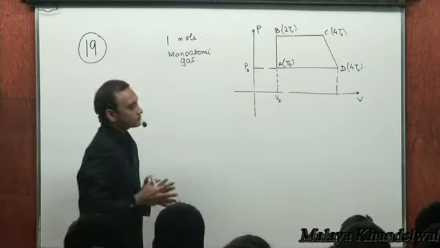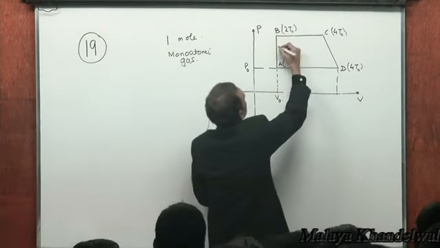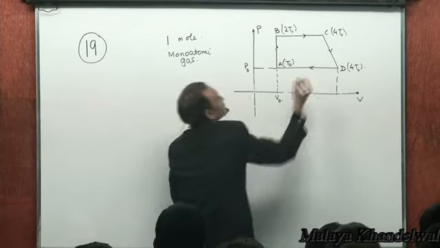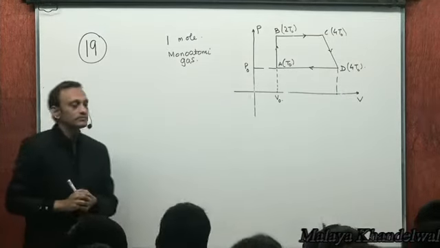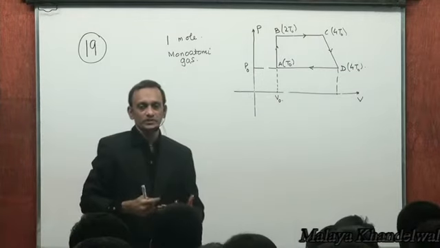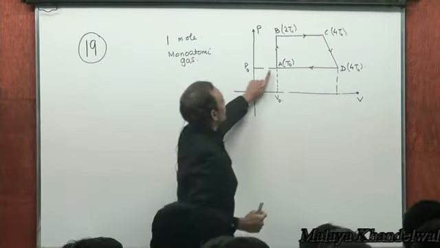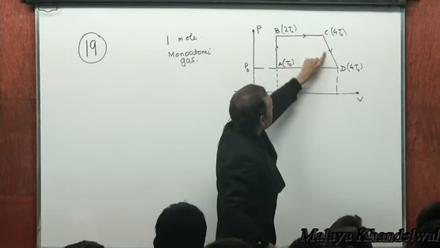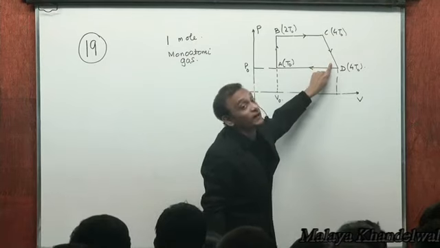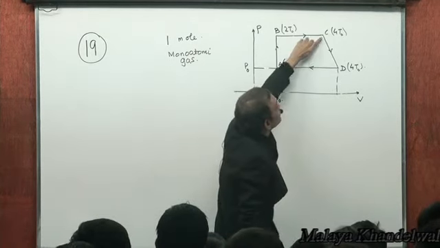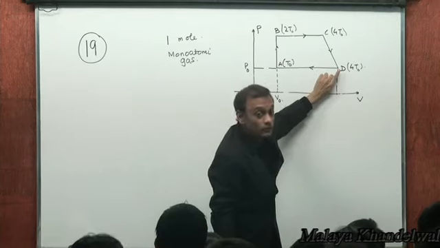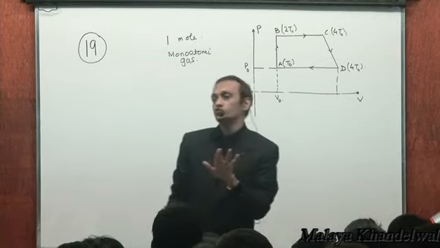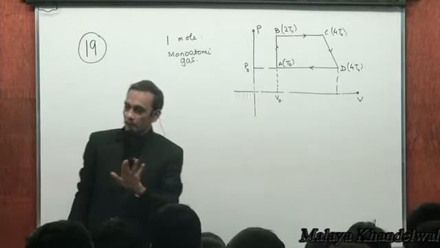Now, the cycle is executed clockwise, A to B, an isochoric process. The temperatures at A, B, C, D are known. CD is a linear variation of pressure and volume, but CD is not an isothermal process. It's just that the points C and D are at the same temperature. They lie on the same isotherm, but the process CD is not isothermal. You know what I'm saying?